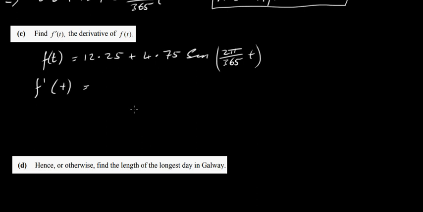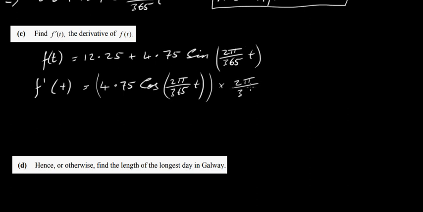F dash of t is equal to, well, if you get the derivative of a constant, that's 0. The derivative of this thing here is going to be 4.75, and then sine, if you differentiate sine you get cosine. It's going to be cosine of what's in the bracket, 2 pi over 365 times t. However, because this is not just simply sine t, it's sine of something times t, you've got to use the chain rule and differentiate what's inside the bracket as well. So in other words, we're going to multiply all of this by what's inside the bracket differentiated, which is just going to be 2 pi over 365.